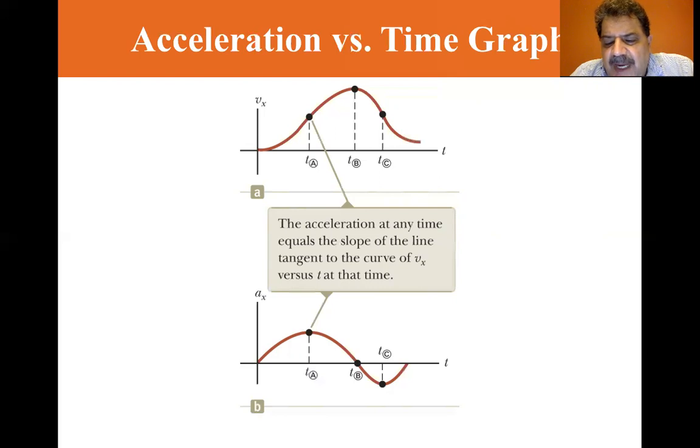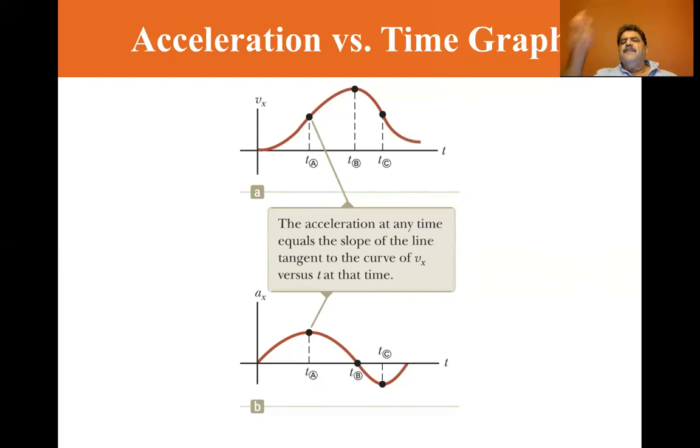The acceleration reaches a maximum at time ta. That is, the slope of the velocity time graph is maximum. That's when the slope at ta is a maximum. Acceleration goes to zero at time tb, where the velocity is a maximum, when the slope of the vx versus t graph is equal to zero. In other words, the velocity has been increasing. All of a sudden, it comes to a stop, and it's going to start decreasing.